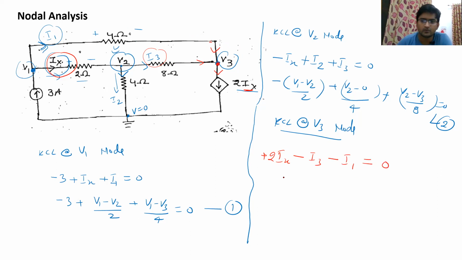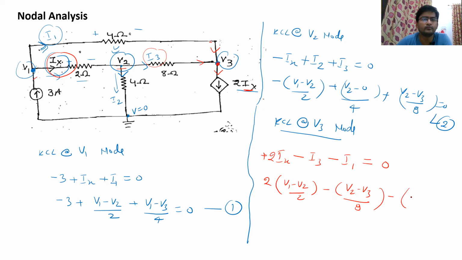So we can write it again in the form of voltages. It will be 2 times the value of Ix, and we already see the value of Ix is (V1 minus V2) by 2. Minus the value of I3, which is (V2 minus V3) by 8. And then the value of I1 is (V1 minus V3) by 4, equal to 0. This is your equation number 3.